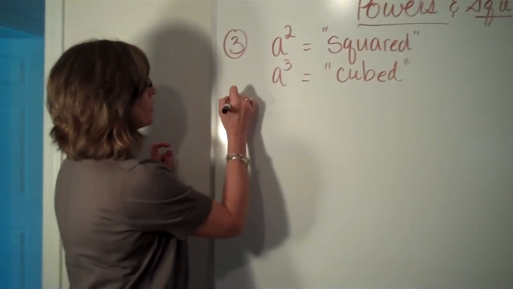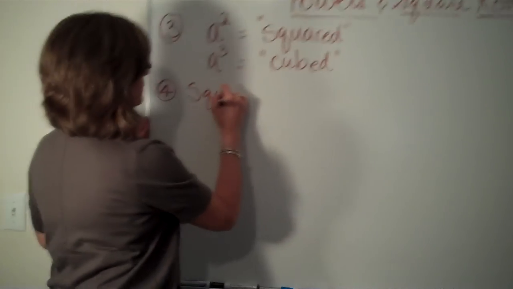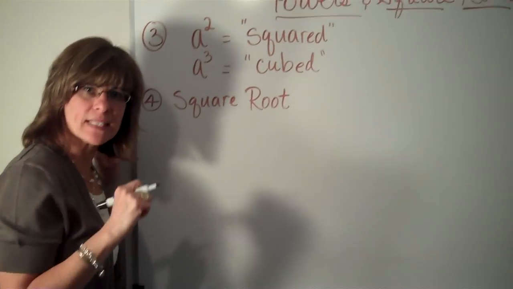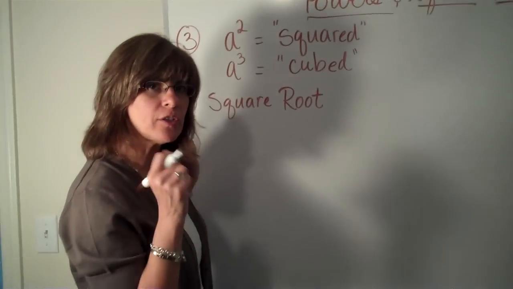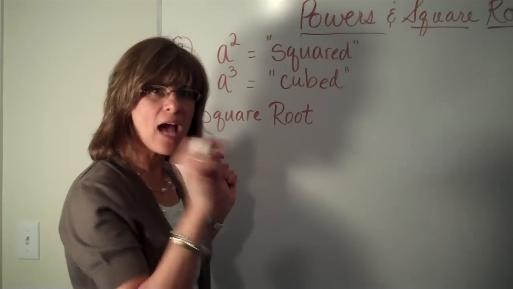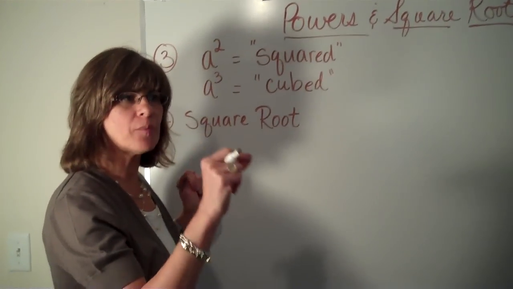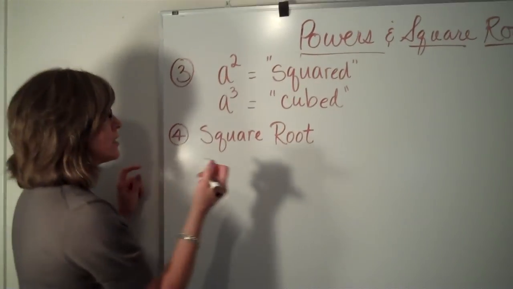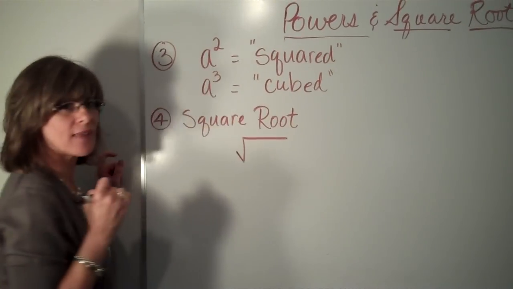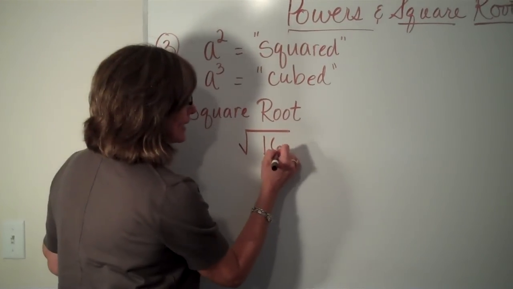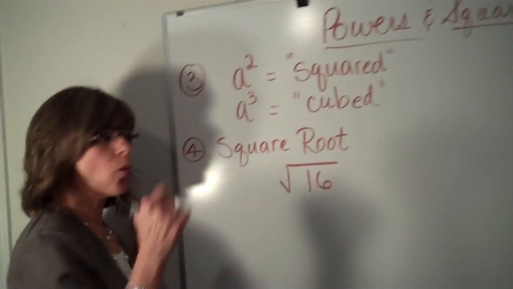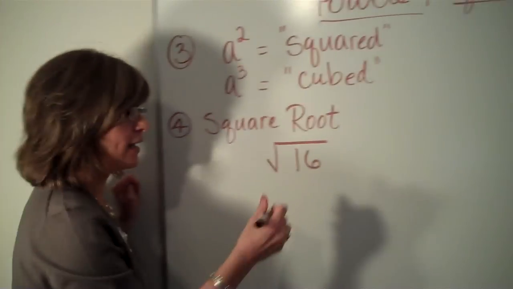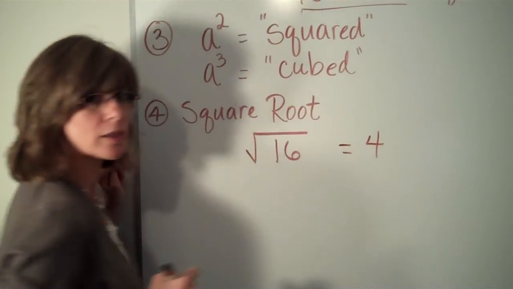Now, the next thing we're going to talk about is square roots. The square root is kind of the opposite of the power. What you're doing when you're looking for a square root is you're saying, how many times can a number be multiplied by itself to get to that number? What number is that? So the symbol for square root looks like this. If I put a 16 in here, I am asking what number can be multiplied by itself to get 16? And we know that number would be 4.